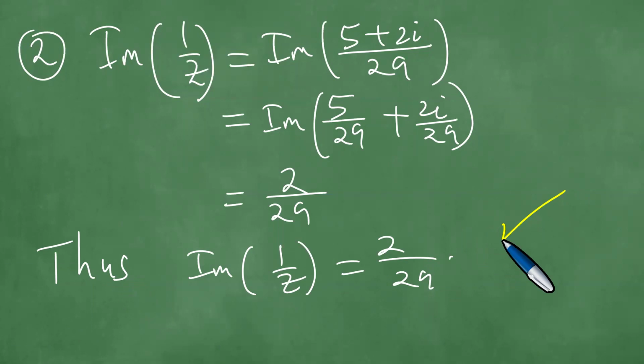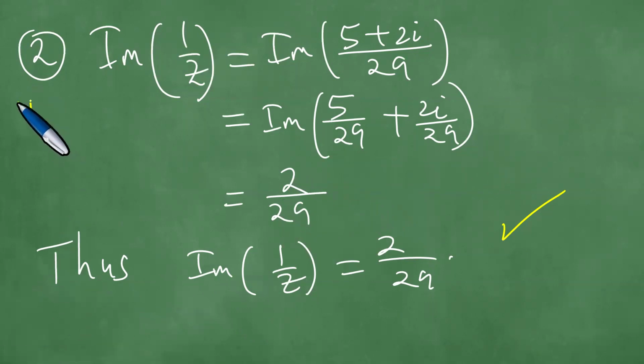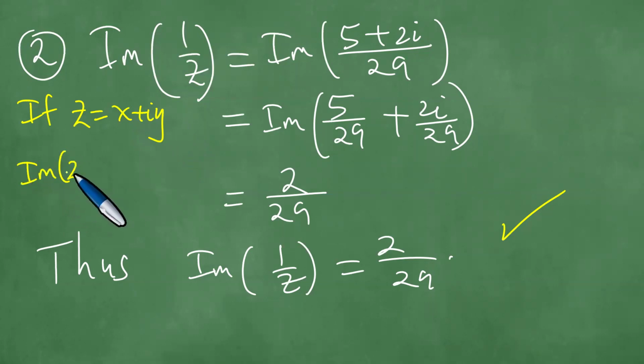Hello? Yes, please. What happened here? Okay, what happened? That's a good question. What happened was that we extracted the imaginary part because by definition, if z is x plus iy, then the imaginary part of z is just y. So for the imaginary part, we just take the coefficient of i. So here the coefficient of i is 2 over 29. So the imaginary part of this will therefore become 2 out of 29.